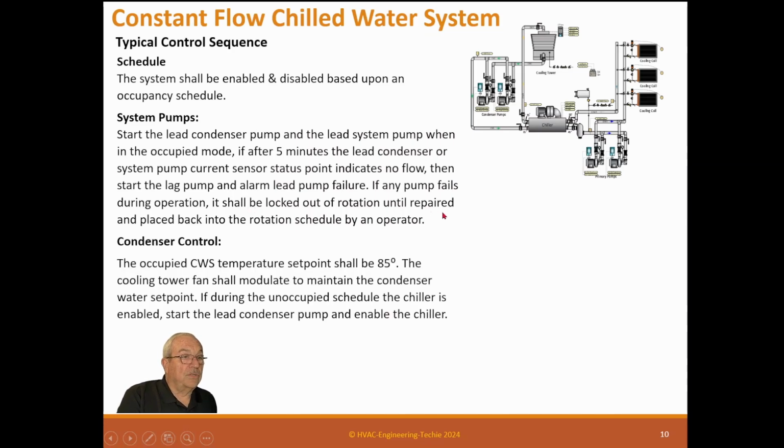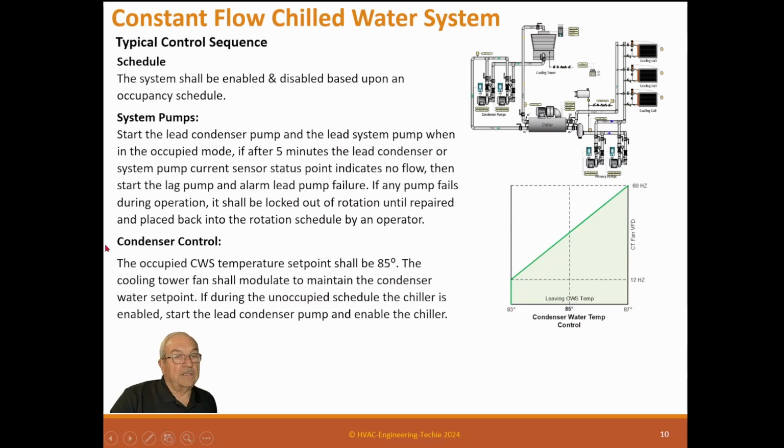Condenser control. The occupied condenser water supply temperature set point should be 85 degrees. The cooling tower fan shall modulate to maintain the condenser water set point. If during the unoccupied schedule the chiller is enabled, start the lead condenser pump, enable the chiller. And this is exactly how it works. Here's the condenser water temperature. We have 85 here as our set point.